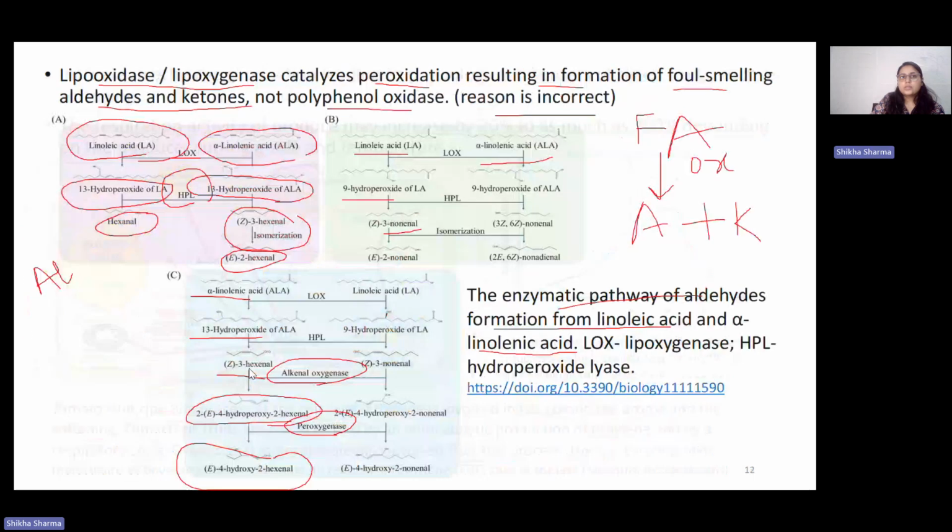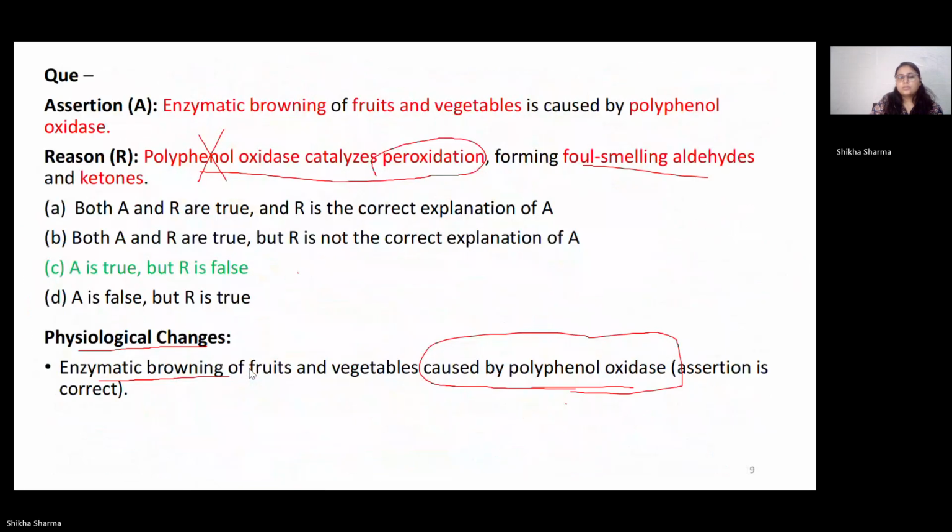when there are different physiological changes happening when we are storing these minimally processed fruits and vegetables, and the quality degradation process is taking place. So in this question, the assertion is true and the reason is false, as we discussed in detail.